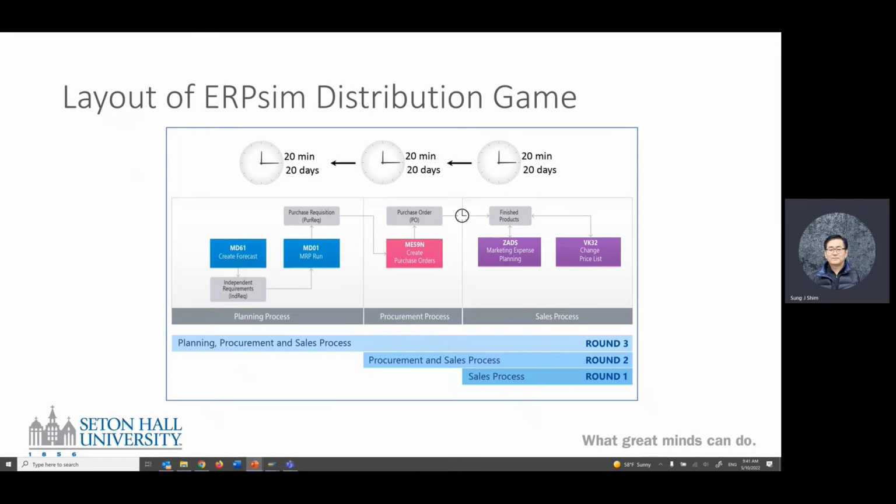I want to use this video presentation as an opportunity to show you an actual ERP sim distribution game. The paper to be published in conference proceedings has much more detail of the study, including data collection, analysis method, and the discussion of the results. So at this moment, let me switch to the SAP system.